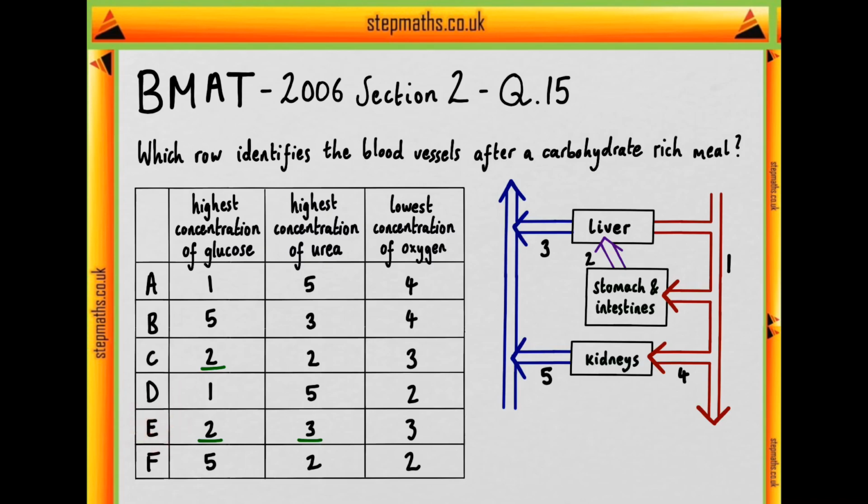So vessel 3 is our answer, and so we can immediately see our answer must be option E out of our options C and E, because option C refers again to the hepatic portal system, which is even before urea has been synthesized.